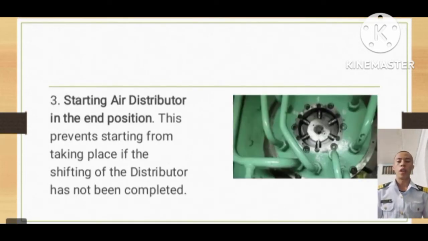Next is the starting air distributor in the end position. This interlock prevents starting from taking place if the shifting of the distributor has not been completed. The starting air is admitted through a valve called the starting air valve. The opening and closing of this valve is controlled using pilot air supplied by the starting air distributor, which ensures that the pilot air is supplied to the cylinders as per the proper firing order.